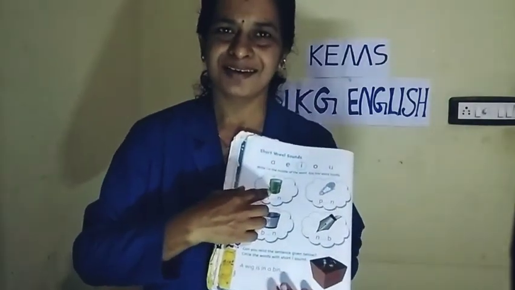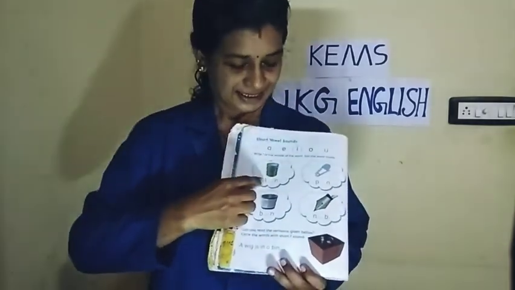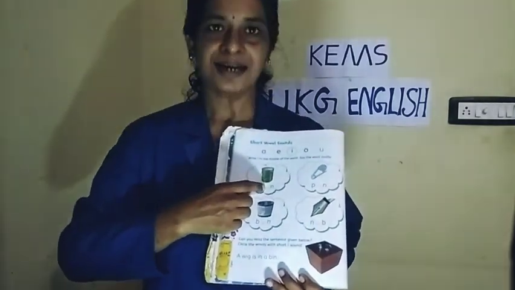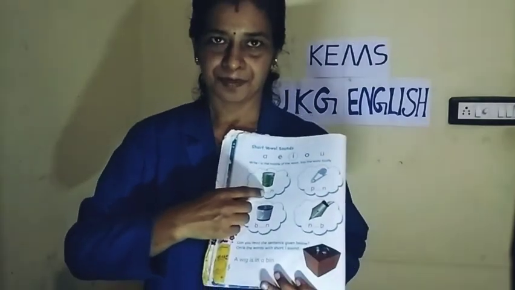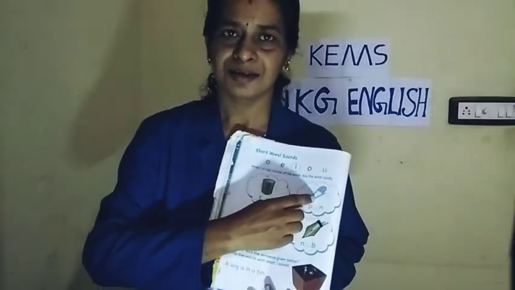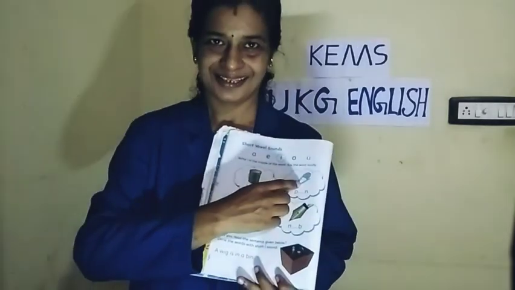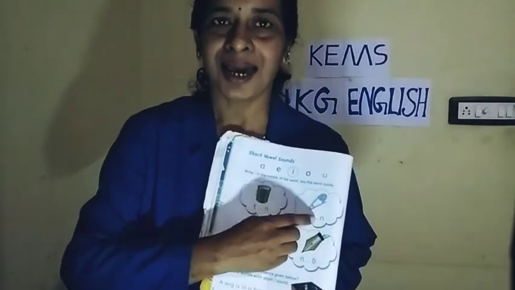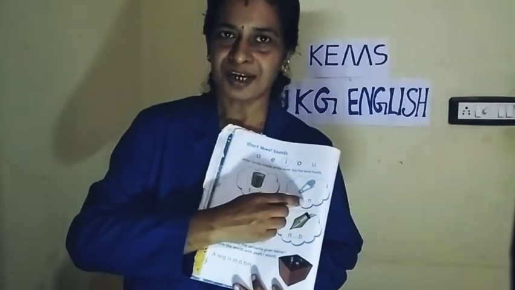What is this? Yeah, T. T, I, N. Right here, I. Okay. Next, what is this? Yeah, P. Right here, vowel sound I. Finish.